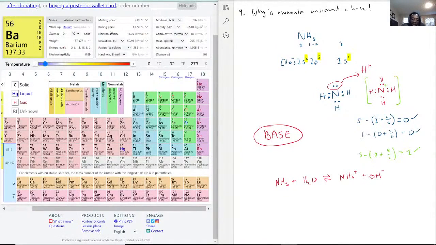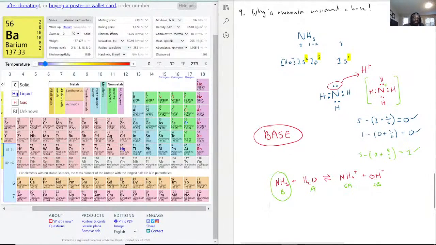As the rules state, the one that received the hydrogen is the conjugate acid, and this one would be the base. In this case, water lost a hydrogen, so this would be the conjugate base, and this would be the acid. So in both explanations, NH3 still serves as a base. That's why, in total, ammonia is considered a base.